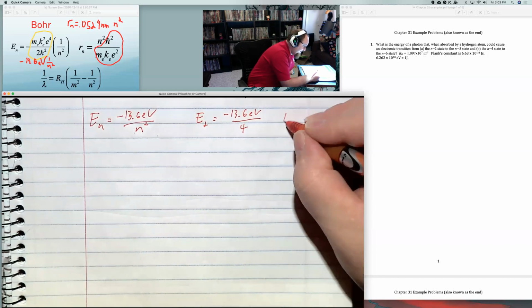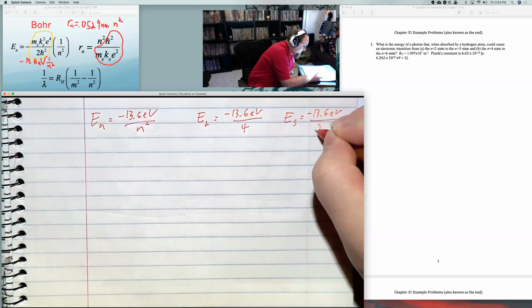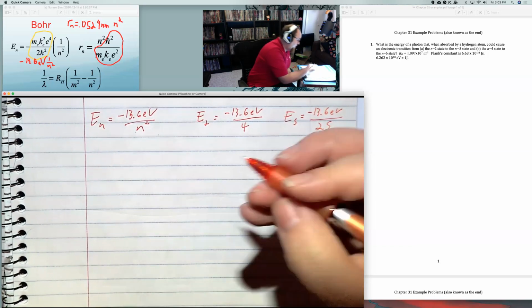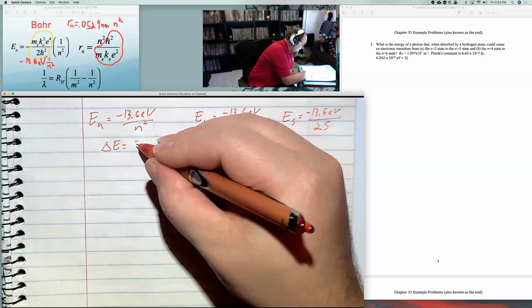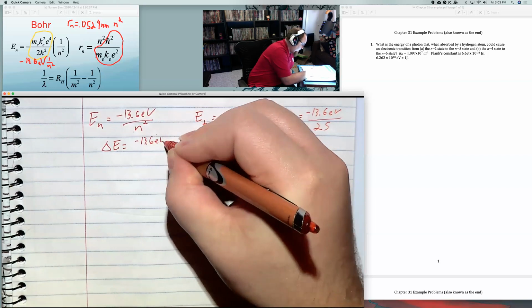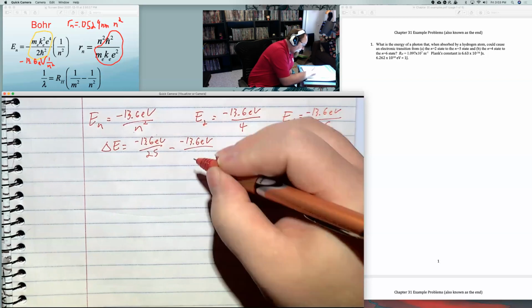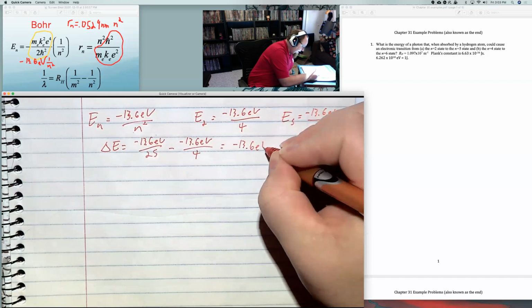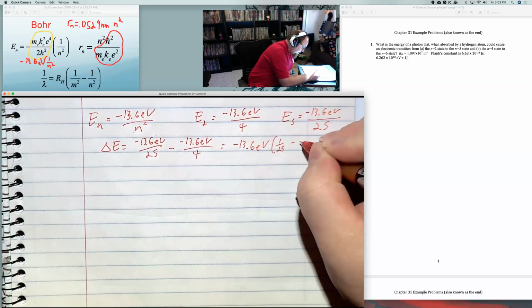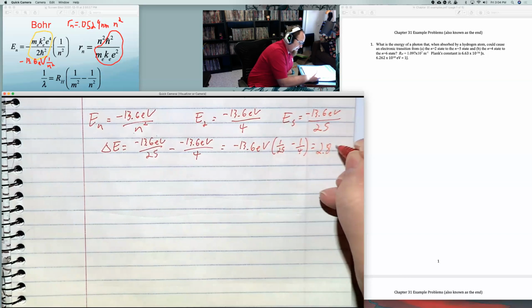What's the energy at 5? The energy at 5 is just going to be negative 13.6 eV over 5 squared, or 25. And therefore, the energy needed would just be the change in energy. It'll just be negative 13.6 eV over 25 minus negative 13.6 eV over 4. Or if I wanted to factor, negative 13.6 eV times 1 over 25 minus 1 over 4. And I can just do that math. It's 2.86 eV.